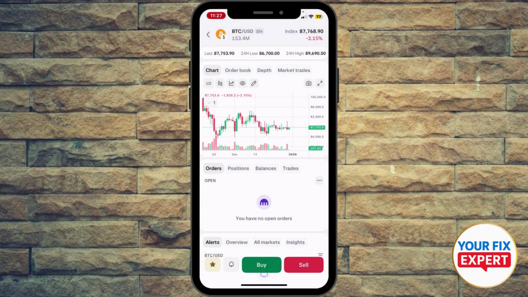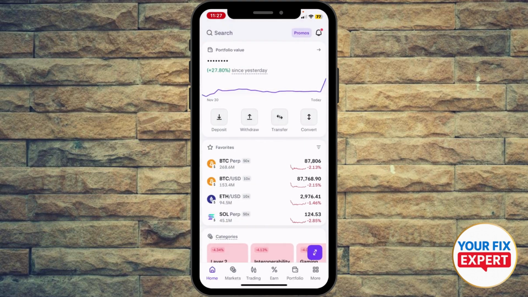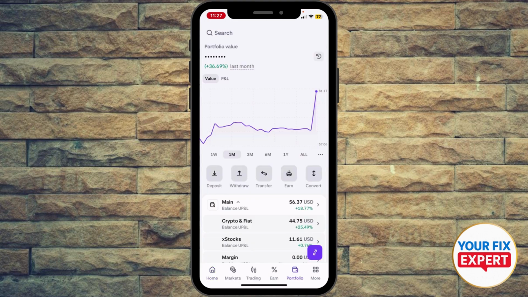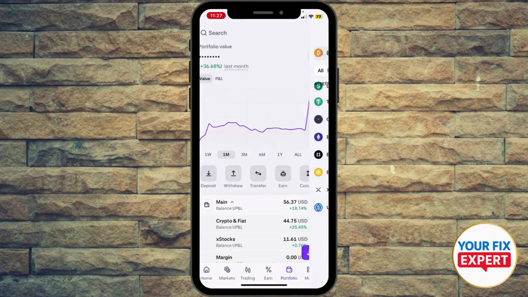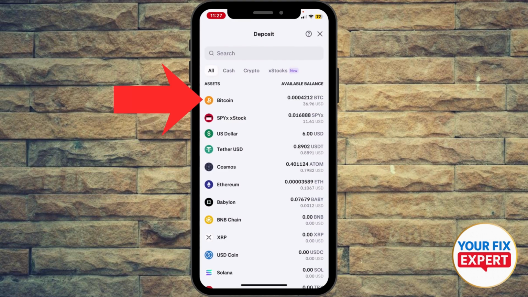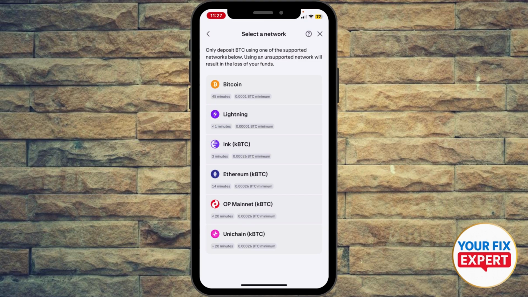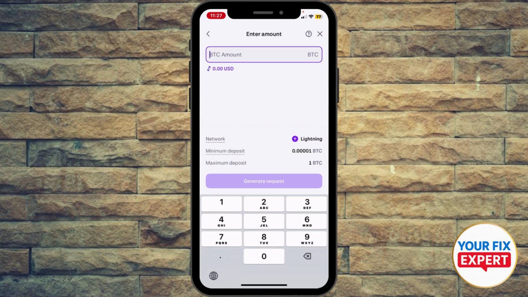Another way of buying Bitcoin is through the chain, right? Hit portfolio at the bottom right, and then what you're gonna do, hit deposit and select Bitcoin, right? Select your favorite network, say Lightning, and then what you're gonna do, enter the amount of Bitcoin you want to receive, right? And then you're gonna be able to deposit the Bitcoin from the other wallet, right?